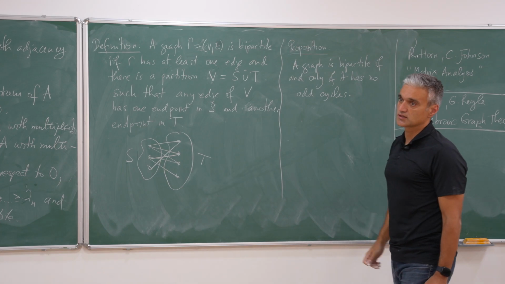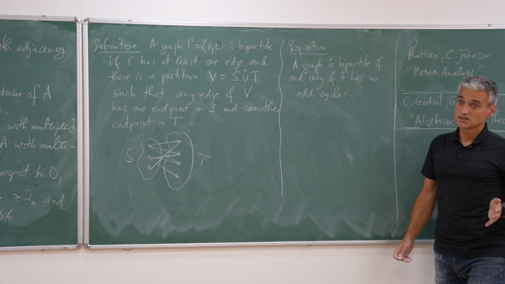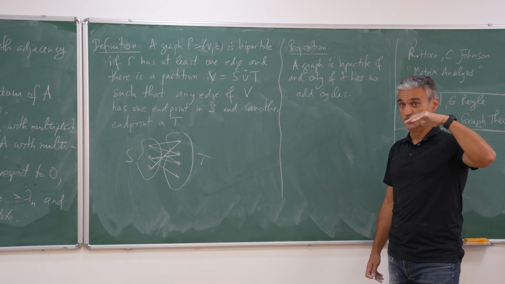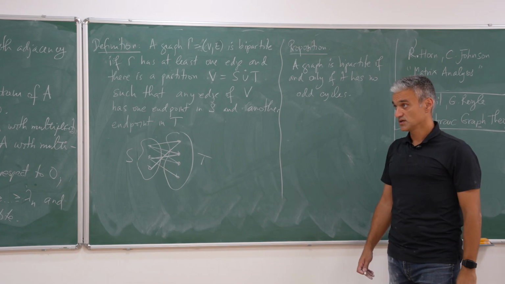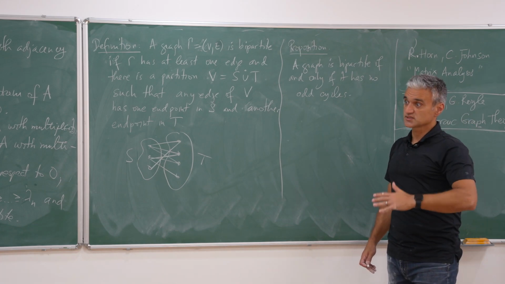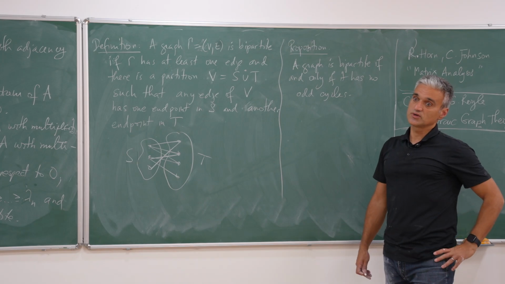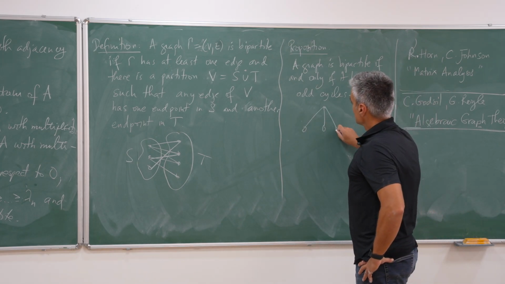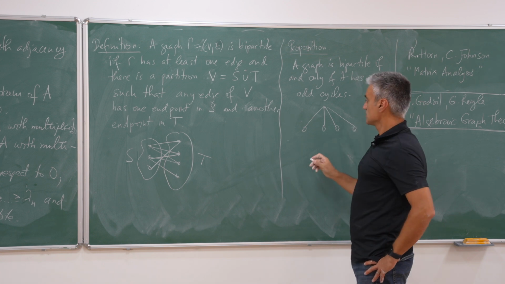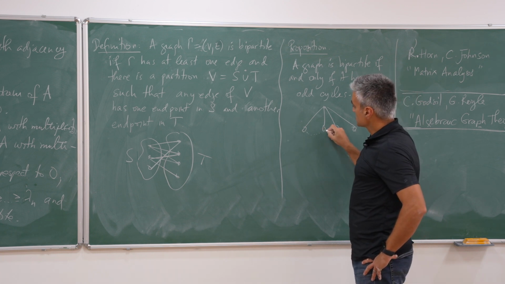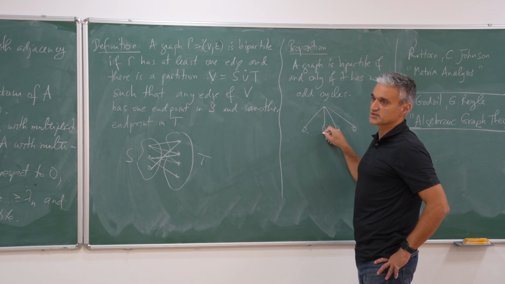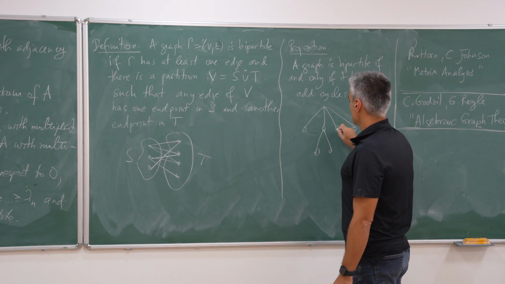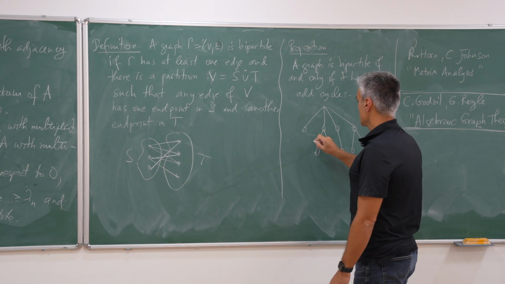So if you want to check bipartiteness, that's very easy. You can do this traversal of the graph called breadth first search, and you can check that you have no odd cycles. You start at the vertex, you list the neighbors, and then check: do I have any edges here? If you have an edge here, you have a triangle, you're not bipartite. But if you don't have any edges, you continue.